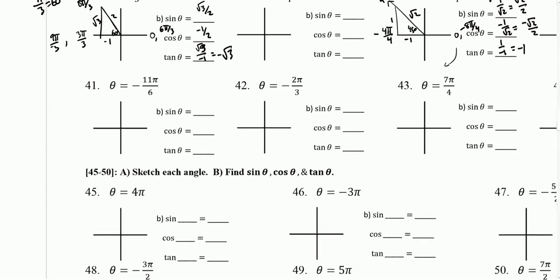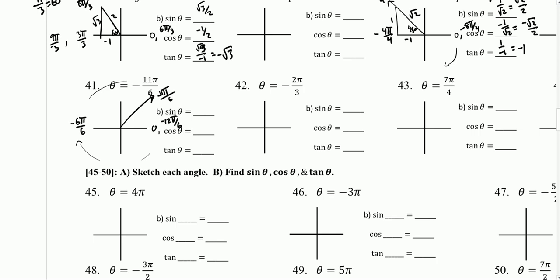Number 41, we got -11 pi over 6. Here's 0, moving clockwise actually, in the negative direction. This is -6 pi over 6, which is the same as negative pi. Keep moving clockwise. We get -12 pi over 6, which reduces to -2 pi. So -11 pi over 6 is in quadrant 1.